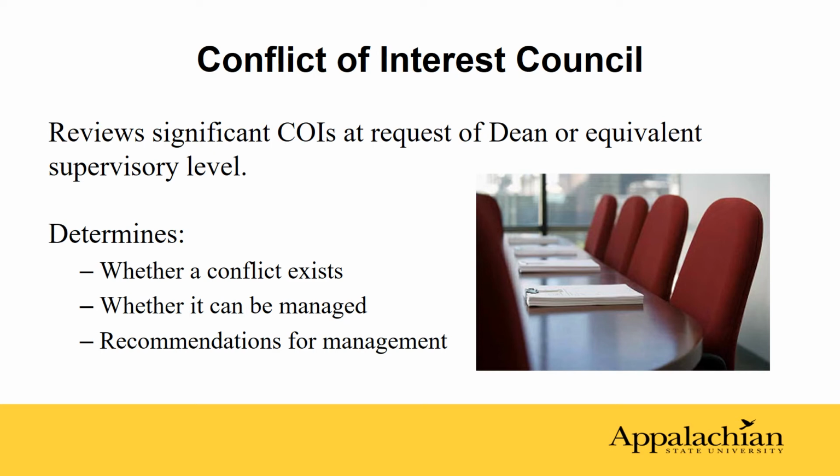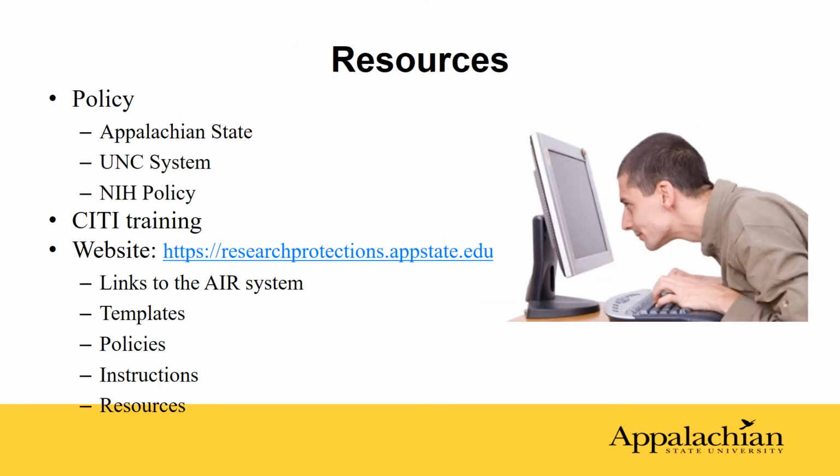To reach that determination, the council will review the situation and interview the relevant parties. These reviews are conducted in confidence, and the council provides the result of its review to the party who requested the review. Appalachian State has a policy for both conflicts of interest and external professional activities for pay, and these provide considerably more detail than I've covered here. The UNC system has policies you can access as well.